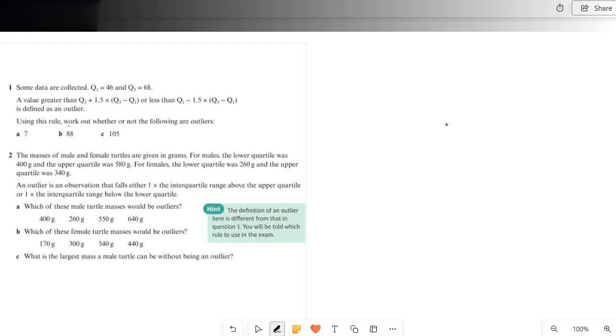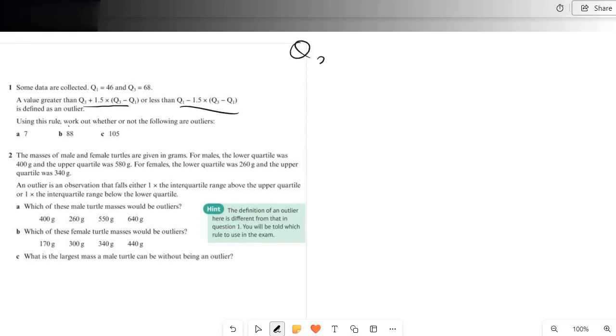For number 1, some data are collected where the lower quartile, Q1, is 46 and Q3, the upper quartile, is 68. A value greater than Q3 plus 1.5 multiplied with Q3 minus Q1, the interquartile range, or less than Q1 minus 1.5 multiplied with Q3 minus Q1 is defined as an outlier. Using this rule, we have to work out whether or not the following are outliers.